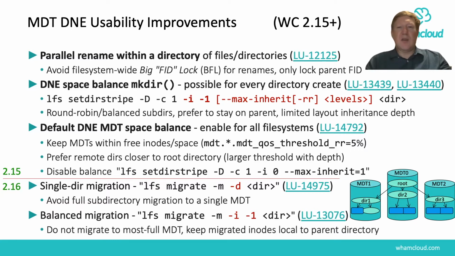In 2.16, we've already worked on a couple of smaller changes to also help DNE be more usable. Firstly, the ability to migrate a single directory using the -D option allows you to specify just one directory that you want to migrate or restripe without having to move an entire directory tree at one time. As well, it's possible to have the client select the best MDT to migrate a directory onto, rather than having to manually specify which MDT to use.